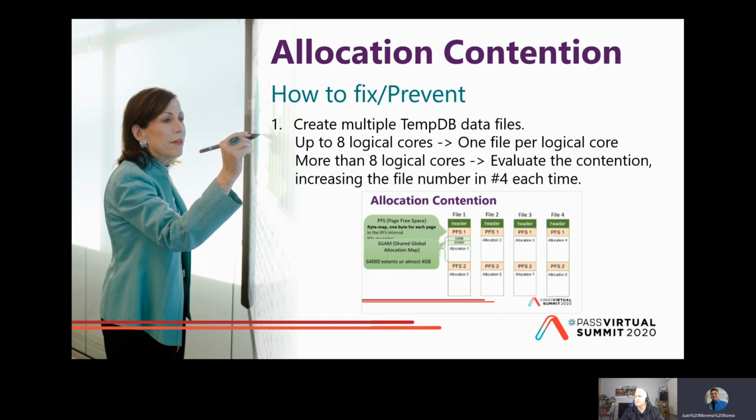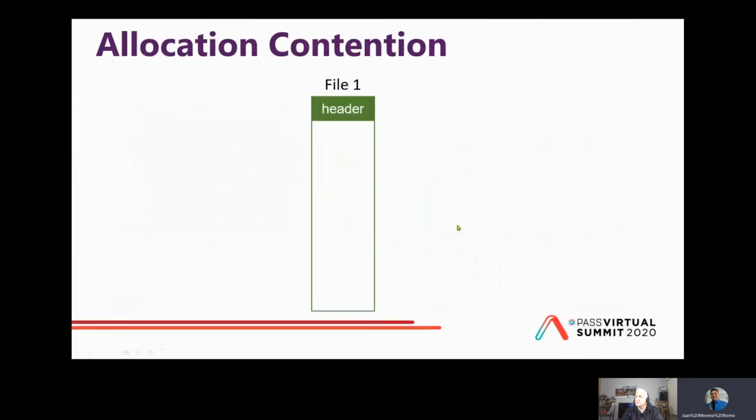We will start with 8 tempdb files, and if we see that we have contention, then we will increase the file number by 4 files each time, but carefully. This doesn't mean that you will create 64 files. So we will start with 8 files, or as many files as logical cores if we have up to 8 logical cores. How it works, you will see now very easily.